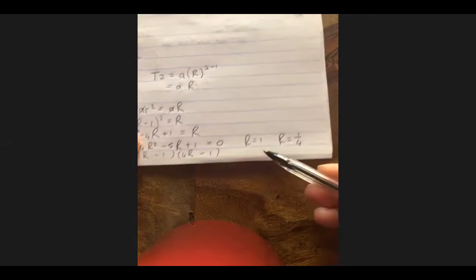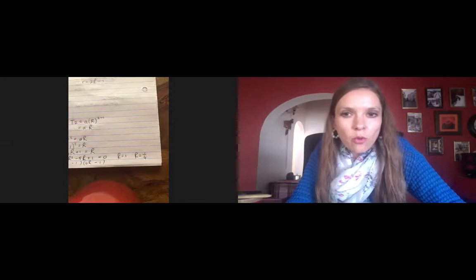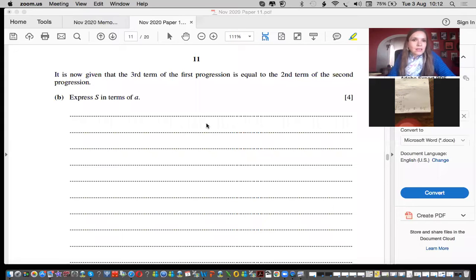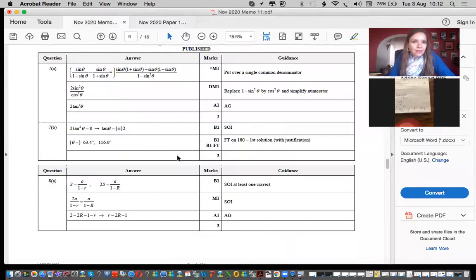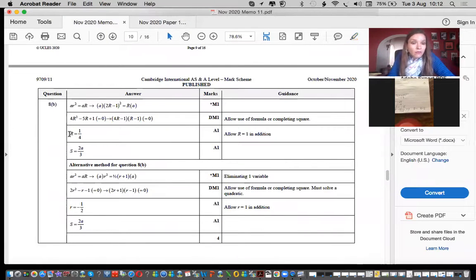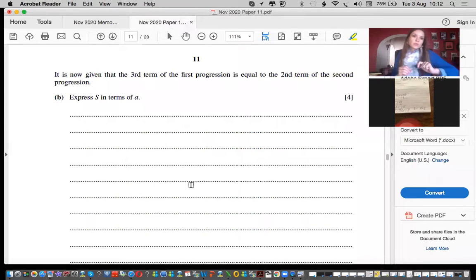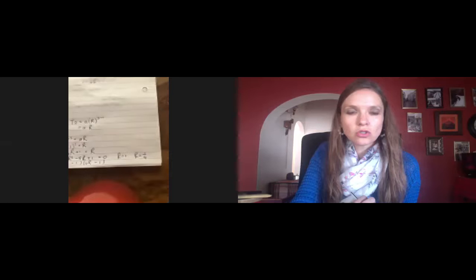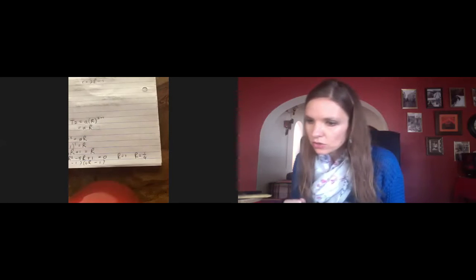And remember, if r is equal to 1, your progression is not going anywhere. So I would prefer you to have then the r equaling 1/4. Let's see if we are accurate. I feel like I went a little bit rogue there. Yes, fantastic. But perhaps let's just see what the question was. Express S in terms of A. So there's one more thing that I feel like we need to do. Express S in terms of A.